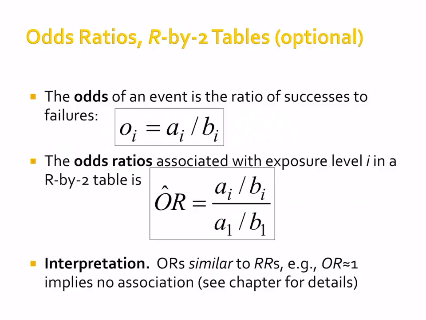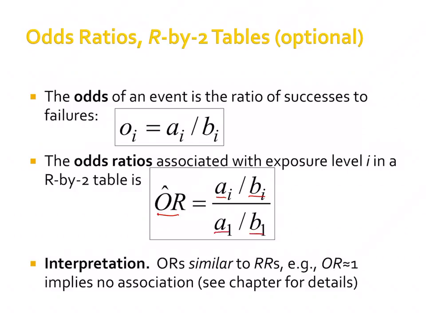And then here we have odds ratios by an R/2 table. So this is the odds of event occurring, a success to failure. So this is kind of like probability, like odds, probability. So A sub I over B sub I gives you your odds. And then you have odds ratio, which is the association of exposure level in your I group in an R/2 table.